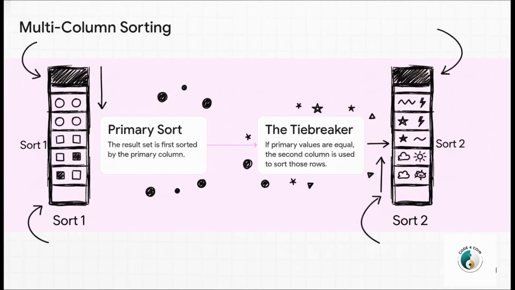But what happens when you have ties? Let's say you have a bunch of employees all in the same department. How do you sort them? That's where multi-column sorting comes in. It's the tiebreaker. The database sorts by the first column you give it, and for any rows that are tied, it then uses your second column to decide their order.